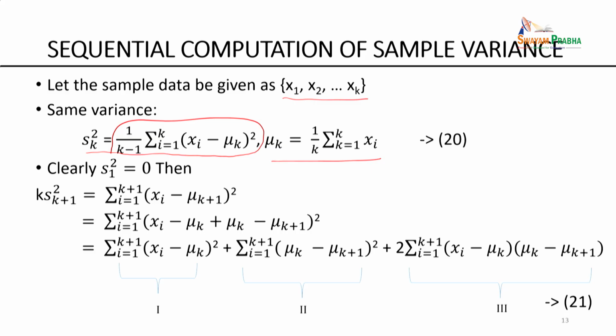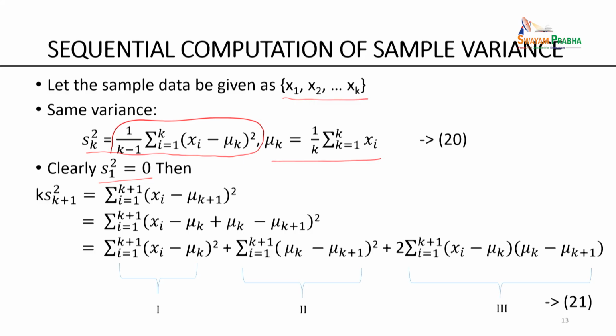When there is only one observation, there is nothing to compare. Variance comes in only when there are at least two observations to compare. Variance means the variation between the two. So S_1 squared is 0, and that's the boundary condition.